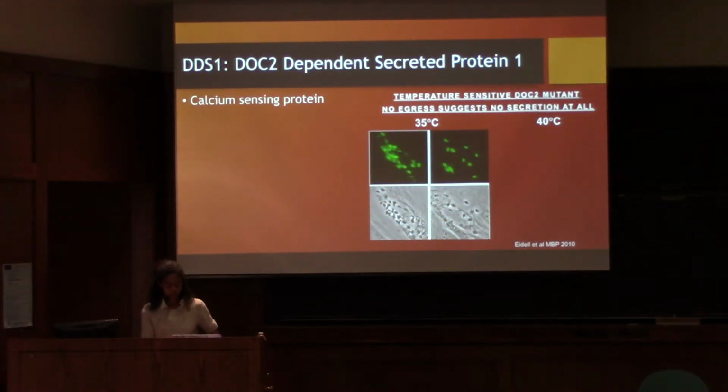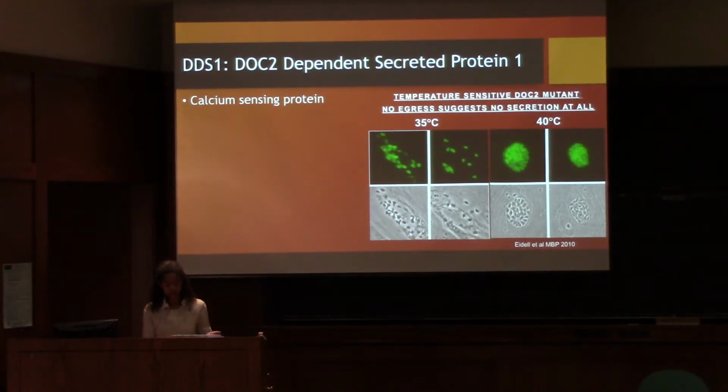As I said before, we were looking at microneme secretion because of DOC2. DOC2 is a calcium sensing protein that binds and triggers the release of micronemes. With DDS1, also known as DOC2 dependent secreted protein, we saw in these two graphs that there is no secretion. Here's DDS1 at 40 degrees, and there's no secretion. It's the only protein that has no secretion, whereas other proteins either do have secretion or don't secrete at all. So my goal is to figure out why, and the impact of that.